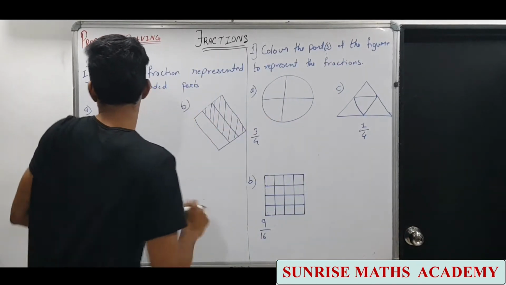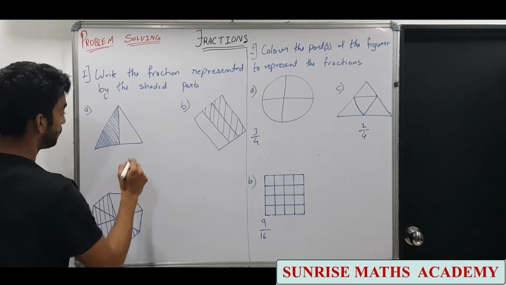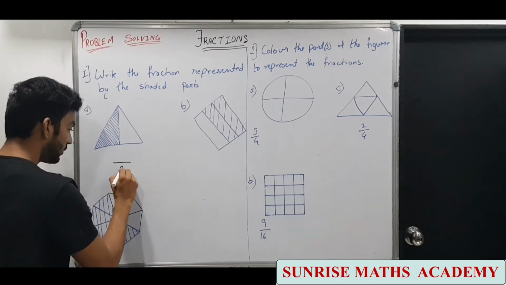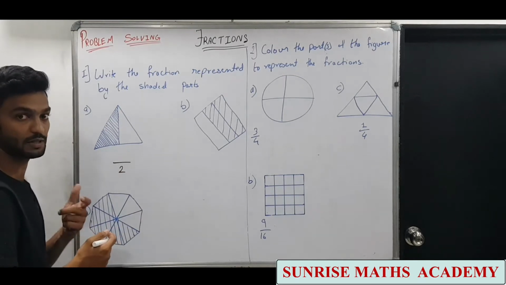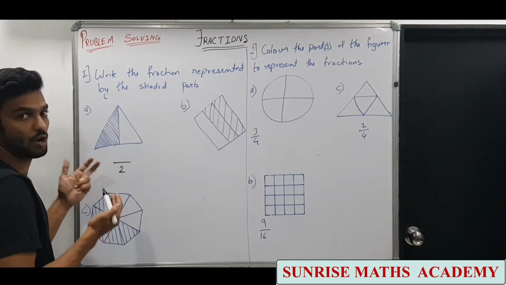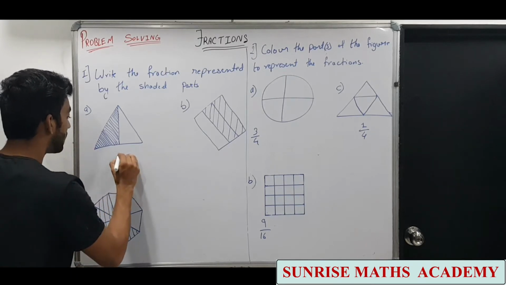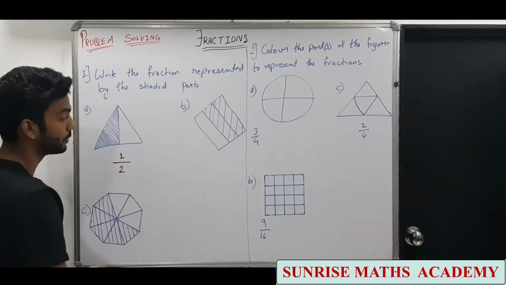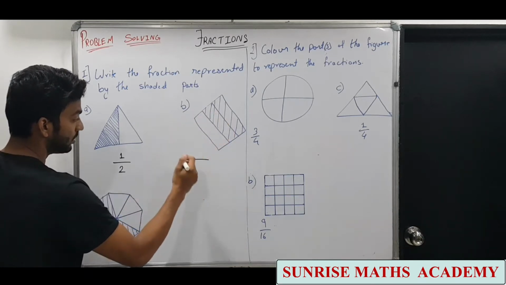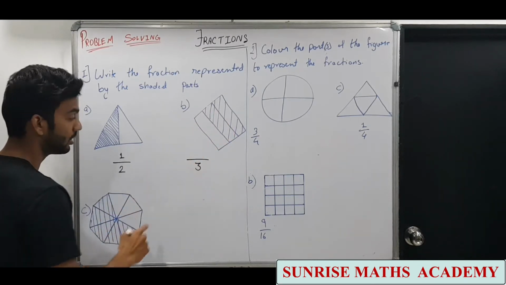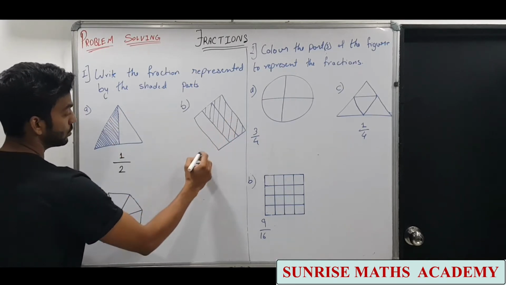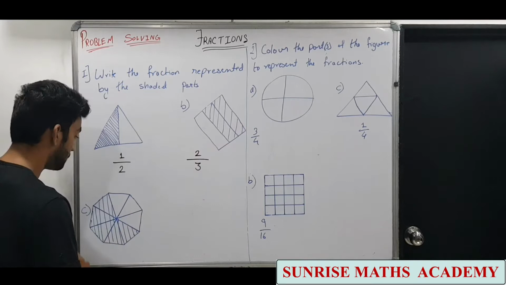So in this figure, we have two parts. Now total parts are 2, so the denominator will be 2 because denominator represents the total part. And the numerator, how many parts are selected or how many parts are shaded? Only one part is shaded, so 1 upon 2. And this, total parts are 3, so denominator will be 3. And in the numerator, shaded parts 1 and 2, so 2 parts are shaded.